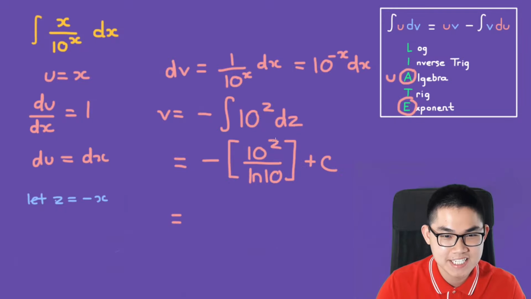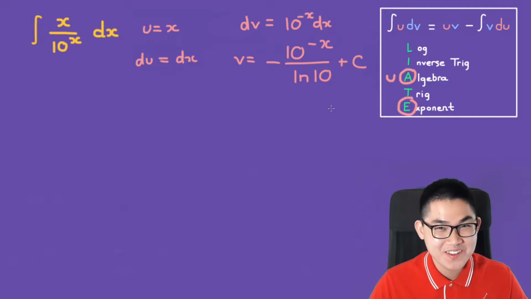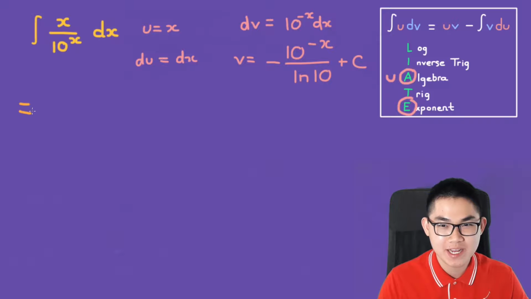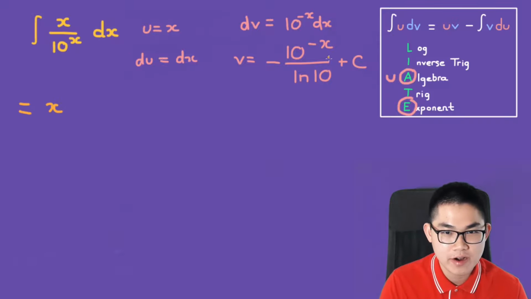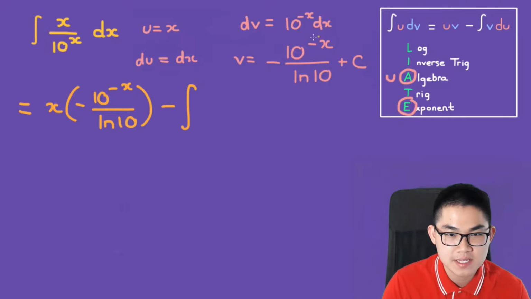And let's change the z back to x. So we have negative 10 to the power of negative x over ln of 10 plus c. So that was quite a lot, but we're almost done. Let's go ahead and apply the integration by parts formula. So we have u times v. u is x. v is this part right here. Ignoring the c, we have negative 10 to the power of negative x over the ln of 10, minus the integral of v. So we need this again: negative 10 to the power of negative x over the ln of 10.